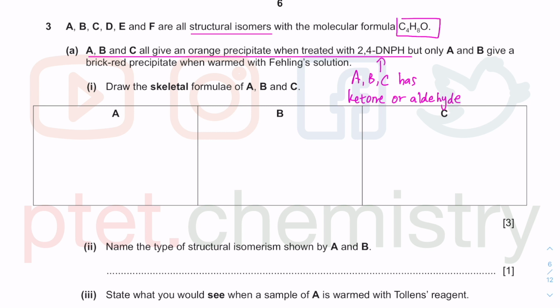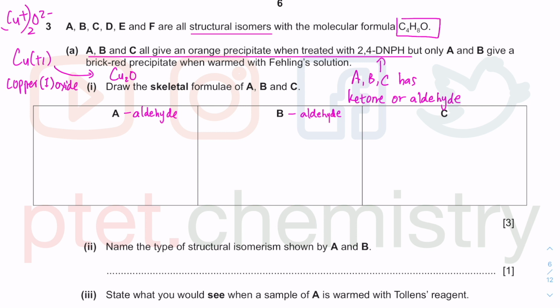Only A and B give a brick red precipitate, so only A and B are going to be aldehydes, because only the aldehyde can react with Fehling's or Tollens. When it reacts with Fehling's, which is a blue solution, you'll get a brick red precipitate. This brick red precipitate is copper plus 1. You're going to get copper 1 oxide. That is going to be Cu+ and O2-, so you're going to have 2 of that Cu+. So that thing there is Cu2O, copper 1 oxide.